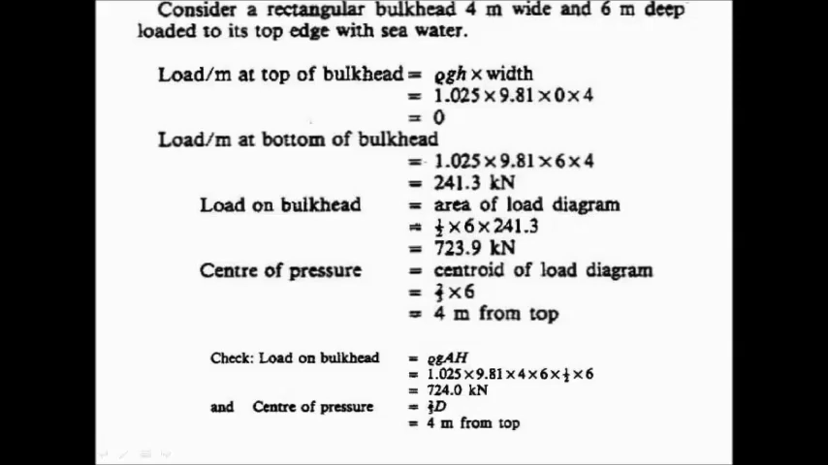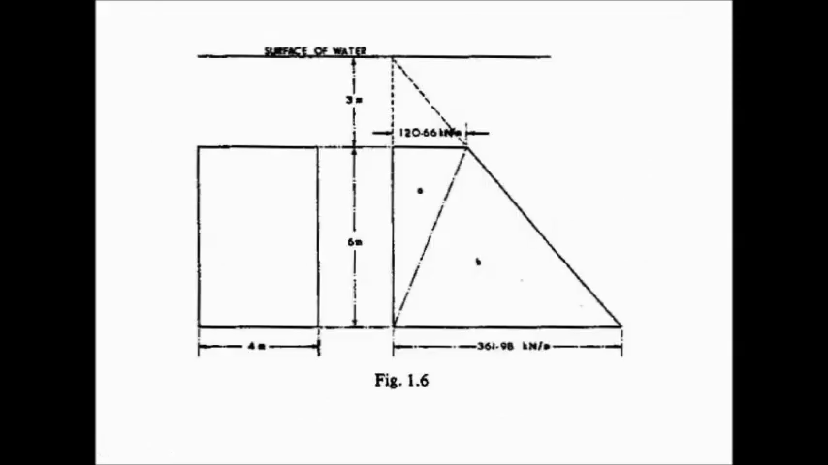Now the second case is if the water surface is above the top of the bulkhead somewhere. So this is the condition. You have a bulkhead like this, as shown here, and there is some center of pressure. There is a sounding pipe over here, and water is there inside the sounding pipe. The level of the water is 3 meter above the top of the bulkhead. If this is the condition, again the same calculation you have to do.